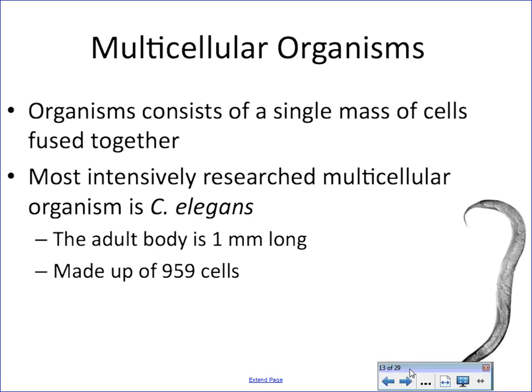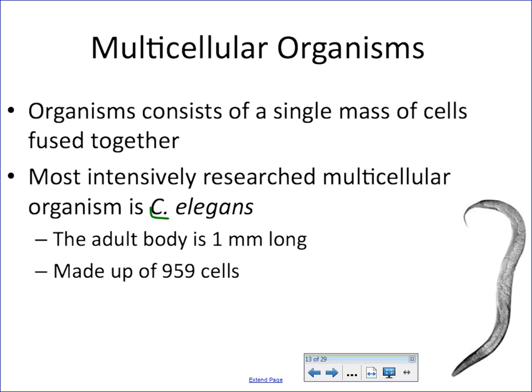Now, when we deal with multicellular organisms, they do consist of a singular mass of cells that are fused together. One of the most intensively researched multicellular organisms is the nematode C. elegans, which is this kind of squiggly gray thing here. The adult body is 1 millimeter long and is made up of exactly 959 cells. The fact that researchers know this exact number of cells allows them to study what each of those cells do.